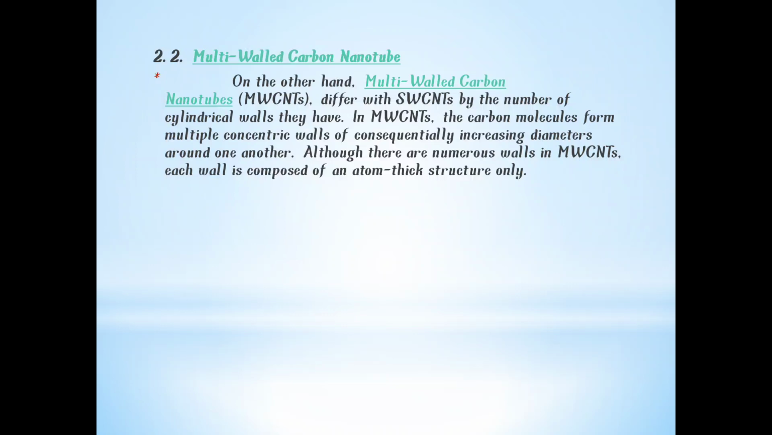Multi-walled carbon nanotube. On the other hand, multi-walled carbon nanotubes differ from single-walled carbon nanotubes by the number of cylindrical walls they have. In multi-walled carbon nanotubes, the carbon atoms form multiple concentric walls of consequently increasing diameters around one another. Although there are numerous walls in multi-walled carbon nanotubes, each wall is composed of an atom-thick structure only.